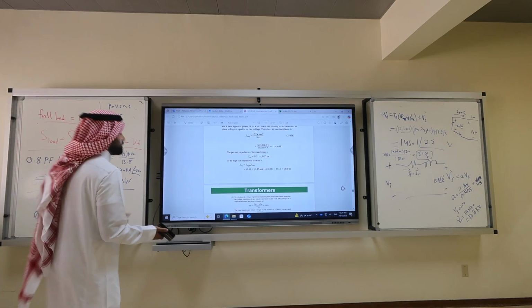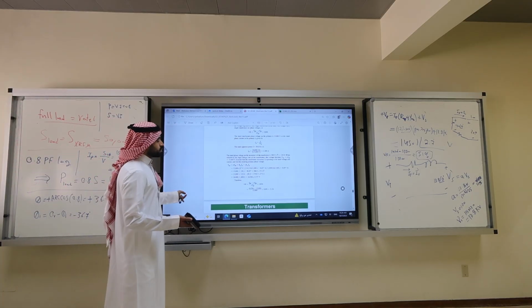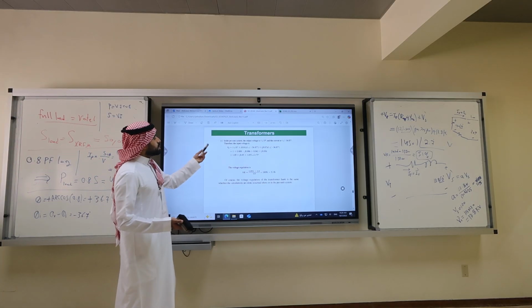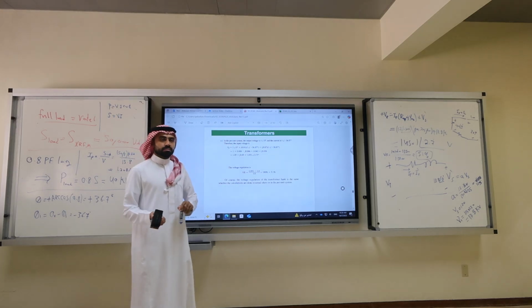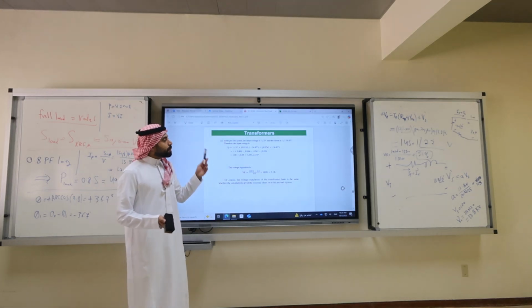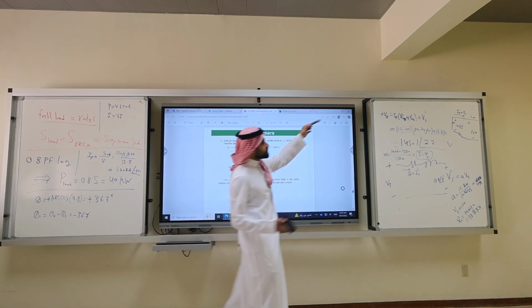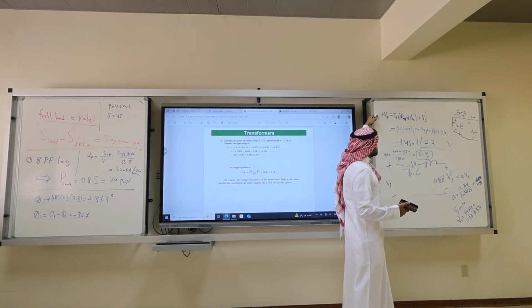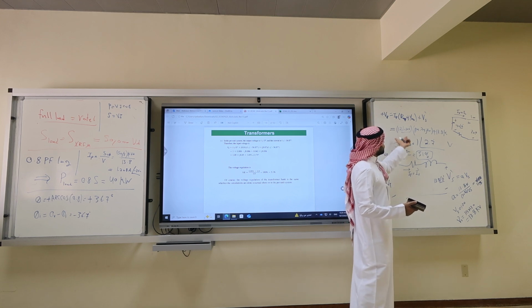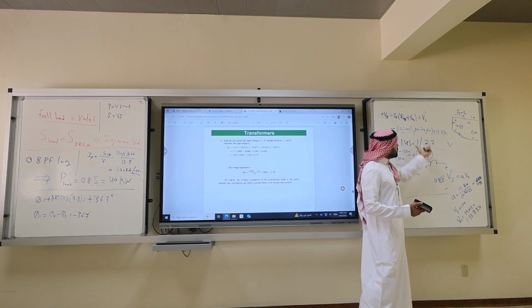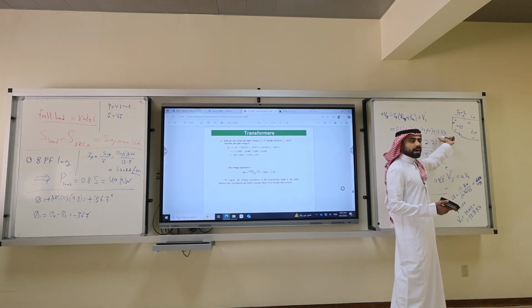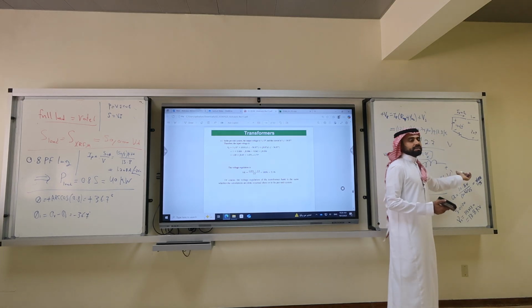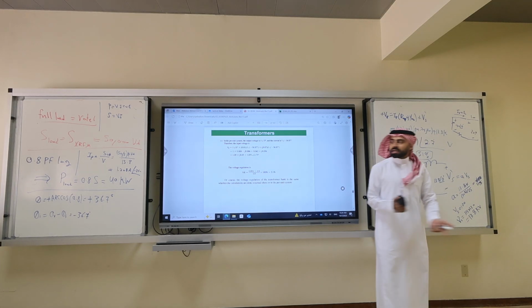The last question, I'm not going to solve it on the board, but what he wants is in the per unit system. So, in the per unit system, all the steps are the same until you reach this step. Once you reach this step, instead of 1.2, you divide by I base, you divide by Z base, you divide by V base. So what is I base?